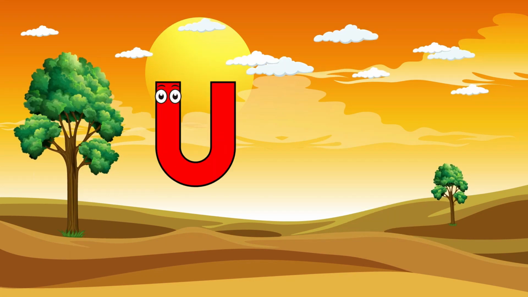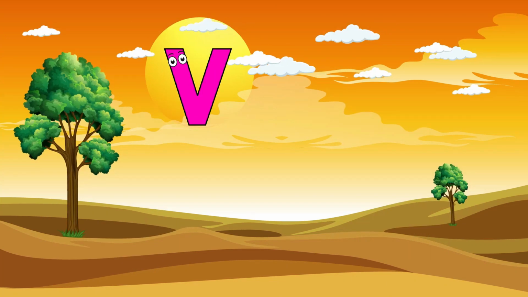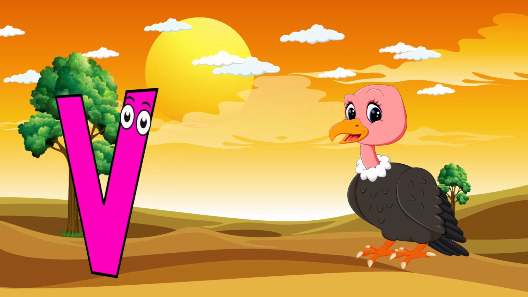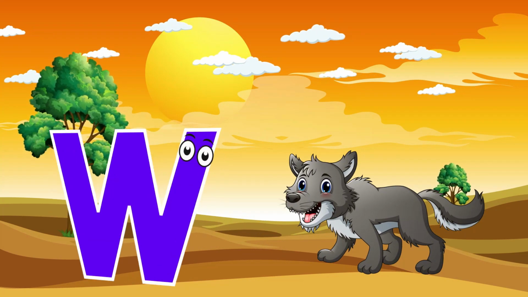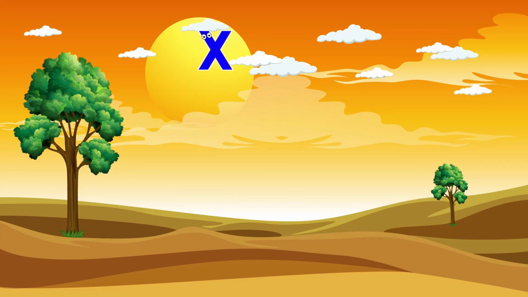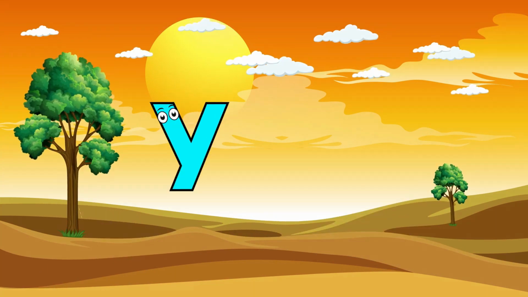Tiger. U is for unicorn. Unicorn. V is for vulture. Vulture. W is for wolf. Wolf. X is for Xenarthra. Xenarthra. Y is for yak.